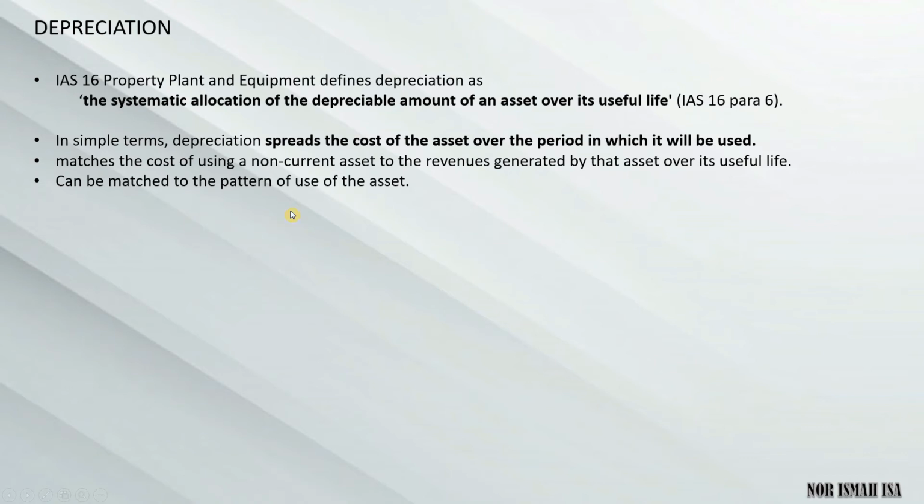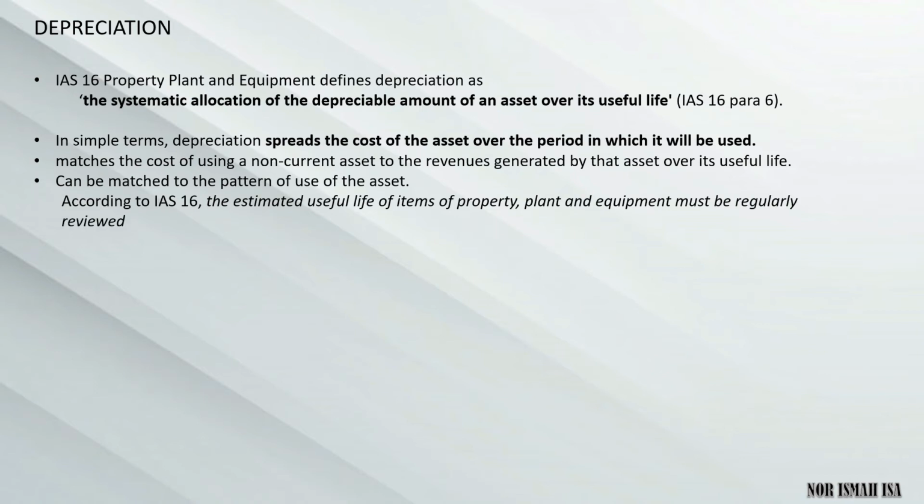So in order to calculate the depreciation, we need to match the pattern of use to the correct method of depreciation charge. According to IAS 16, the estimated useful life of an item of property, plant and equipment must be regularly reviewed and may be changed if the method no longer matches the use of the asset.